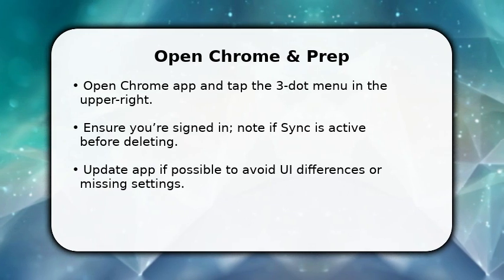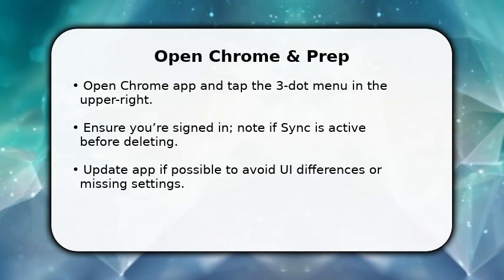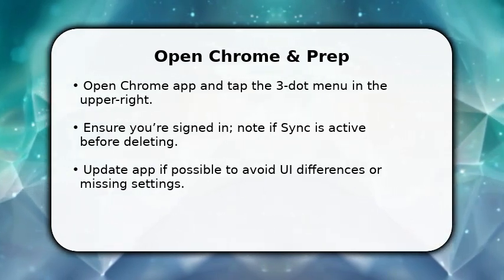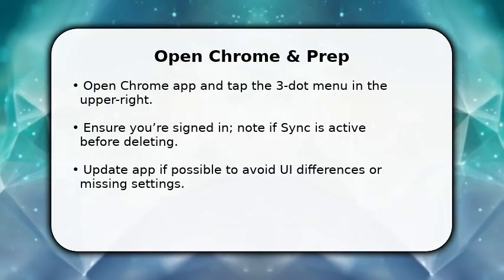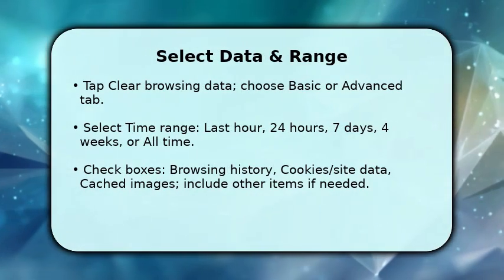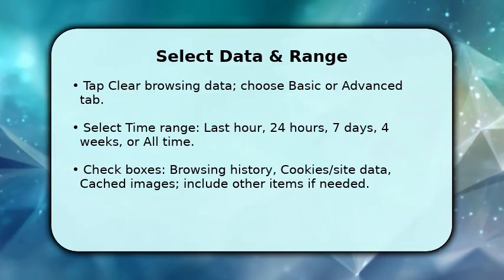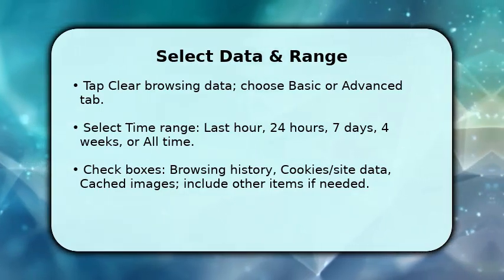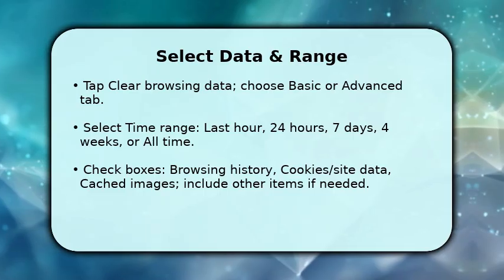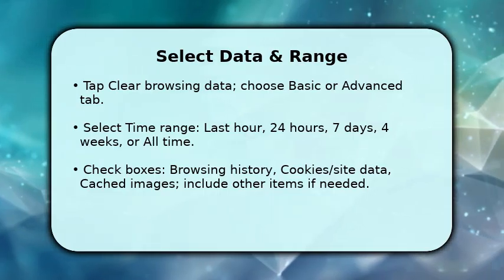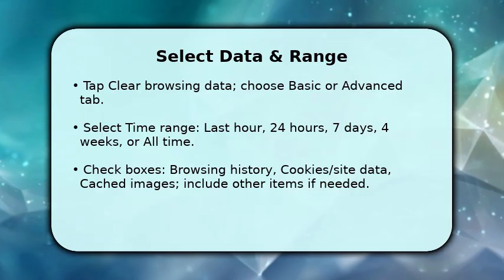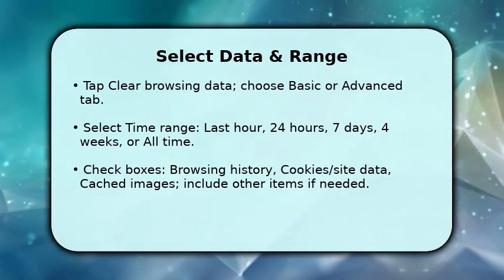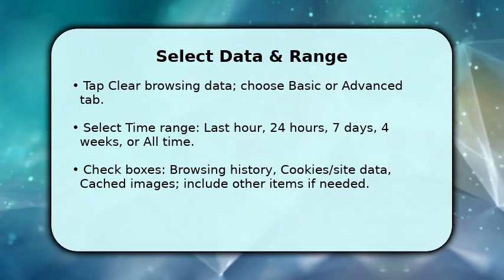Now you'll choose exactly what to remove. Tap Clear Browsing Data and switch to Advanced if you want passwords, autofill, or site settings cleared. Otherwise, use Basic for the main items. Pick a time range, select All Time to erase everything. Check browsing history, cookies and site data, and cached images. Include saved passwords or autofill only if you intend to remove them. Once you've made selections, tap Clear Data and confirm.